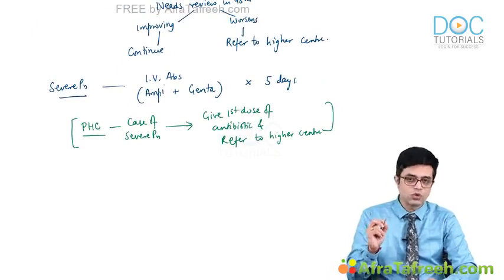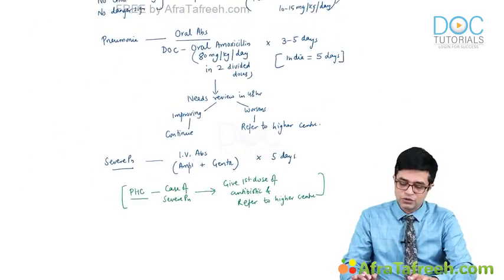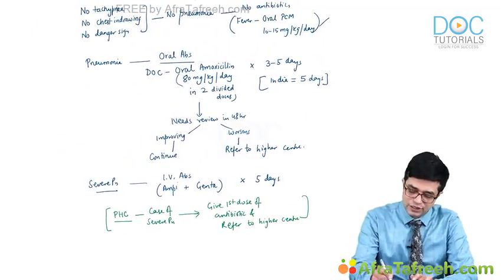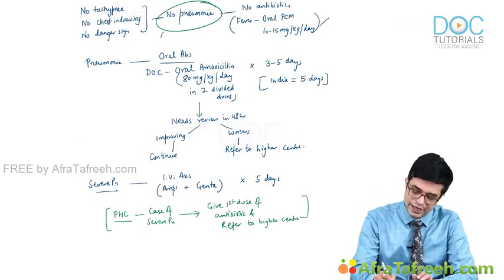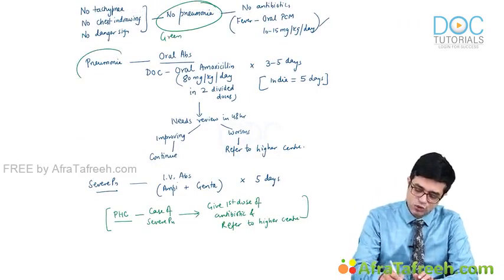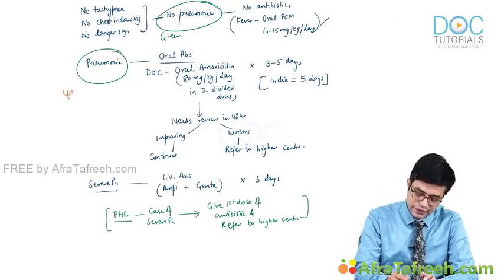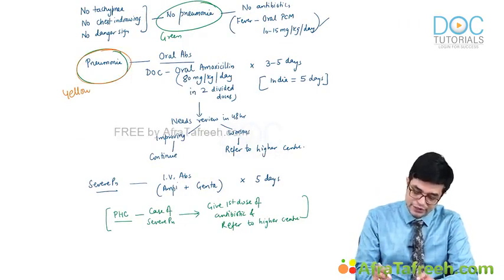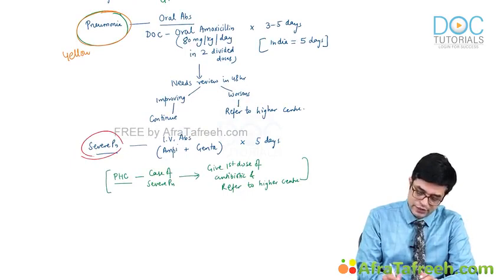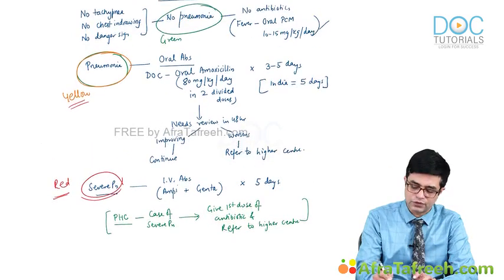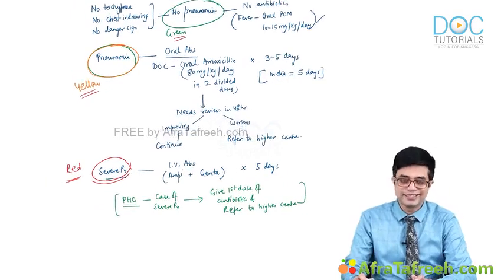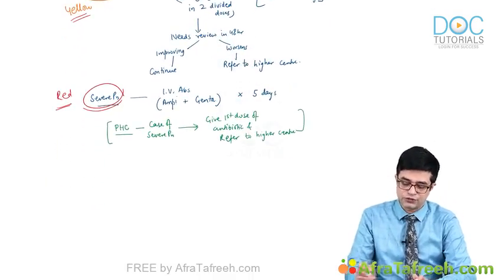There is also a color coding which is used in the IMCI protocol. Just remember that children with no pneumonia are labeled green, children with pneumonia are labeled yellow, and children with severe pneumonia are labeled red. So this is the color coding that is sometimes followed. This finishes the discussion of pneumonias in children.